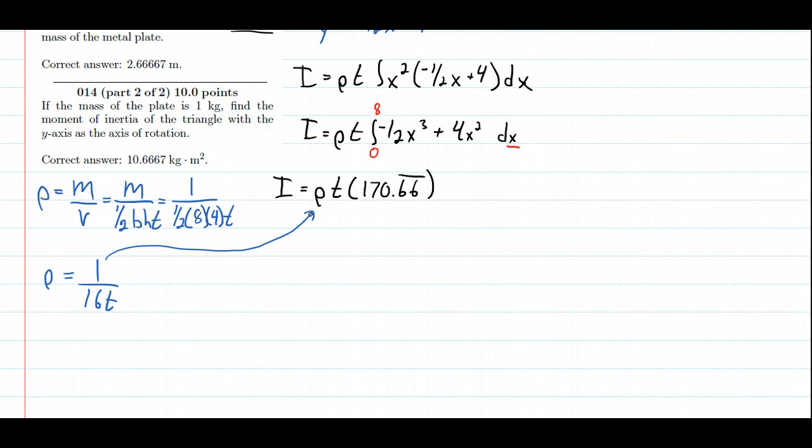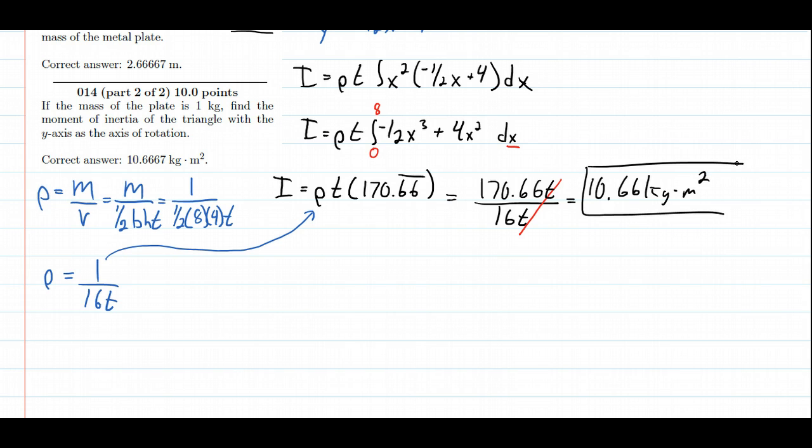And so when we plug this in for our density, it gives us 170.66 over 16t. Oh, I forgot the t on the top. So it gives us 170.66 t divided by 16t. Our thicknesses cancel out, and it gives us a final answer of 10.66 kilograms per meter squared, which is our final answer.